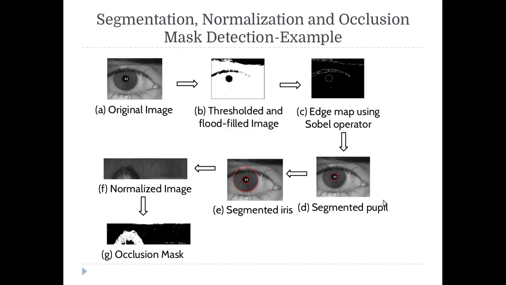So the first step is segmentation, normalization, and occlusion mask detection. Here I just wanted to explain that this is the original image. First we threshold this original image, over that we apply Sobel edge detection to find out what the edges are. So here you can get this center circle, and it's a very hard center circle because it denotes the pupil part, and there are very hard edges available.